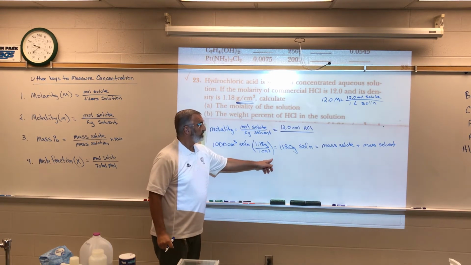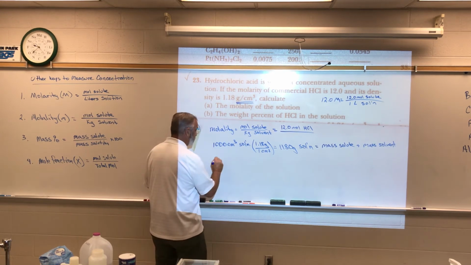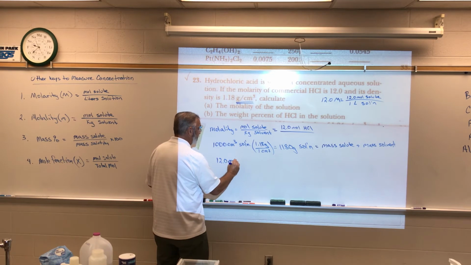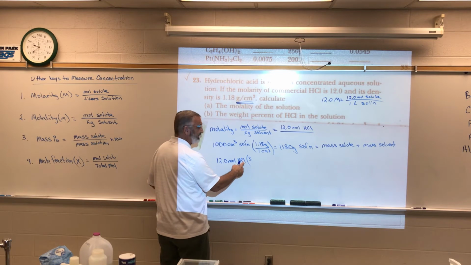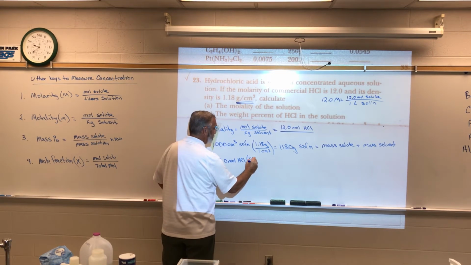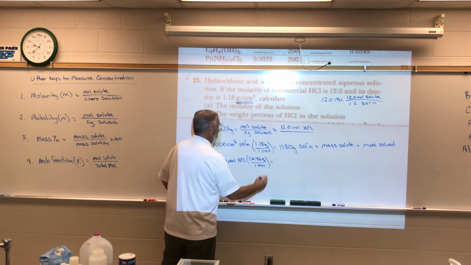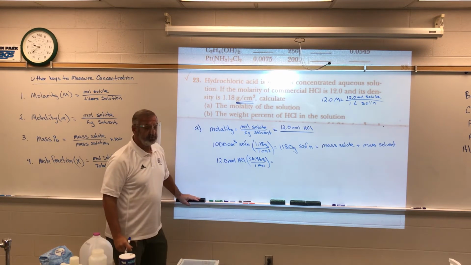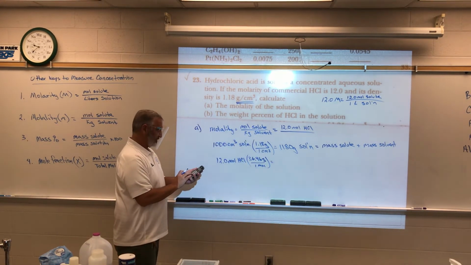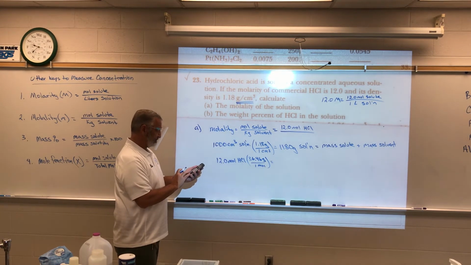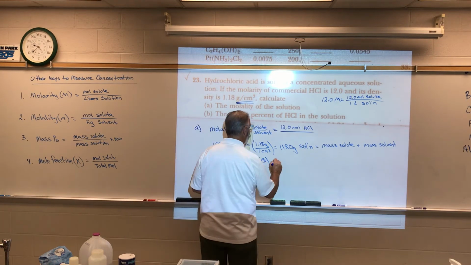So, what do I do? The mass of the HCl: 12 moles HCl times the molar mass, which is 36.46. I have calculators here. 12 times 36.46 equals 437.52.